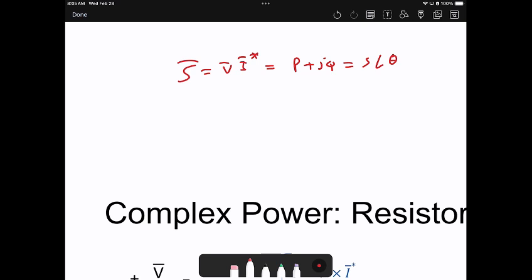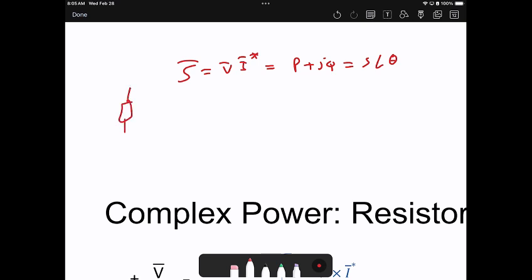P is the real power in watts. Q is the reactive power in var. Then the overall S bar is called complex power, and the complex power has units of volt ampere. Now, we know the complex power can be either absorbed or supplied power. So it depends on the element.